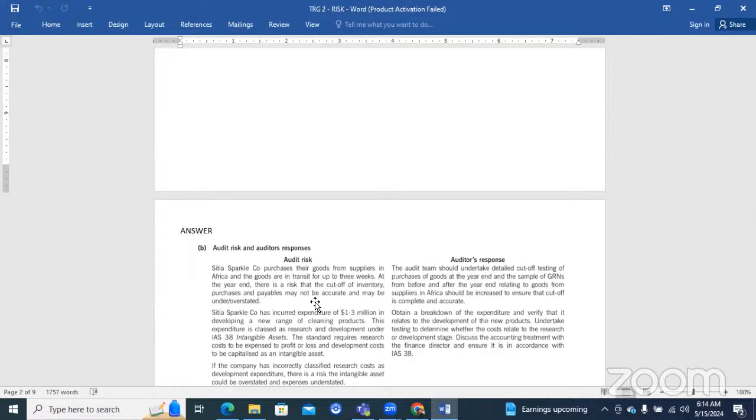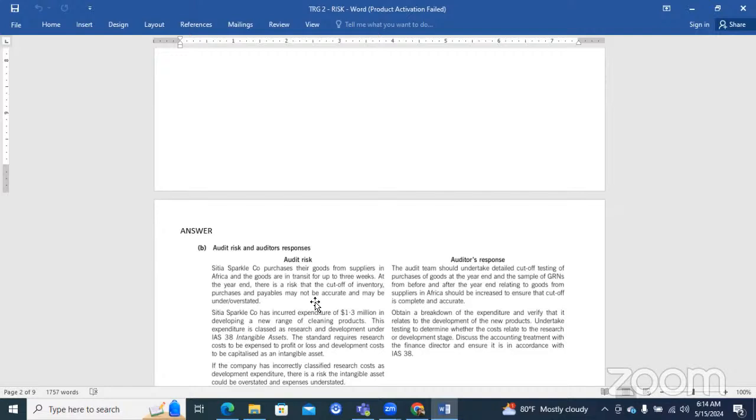What is the impact? Your inventory, which means your purchase and your payables. Payable is a balance sheet element. Purchase is an income statement element. They may be overstated. Possible. There is a possibility. It may be understated. There is a possibility. It may be overstated. So it's a cutoff problem.